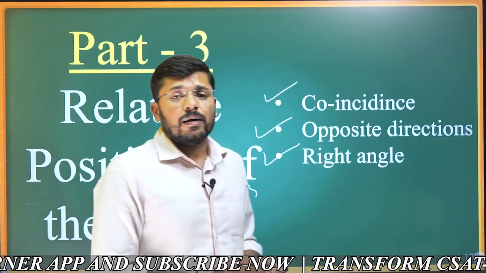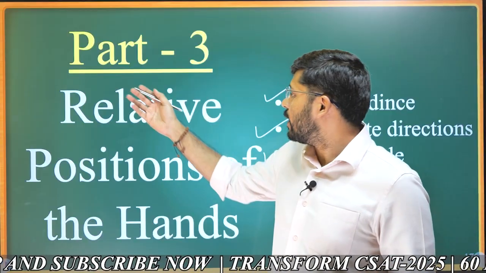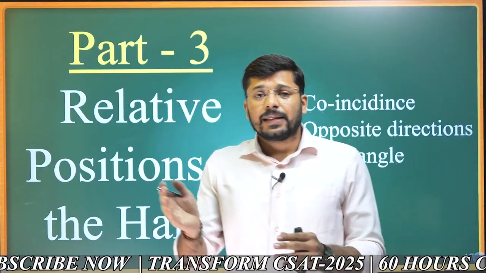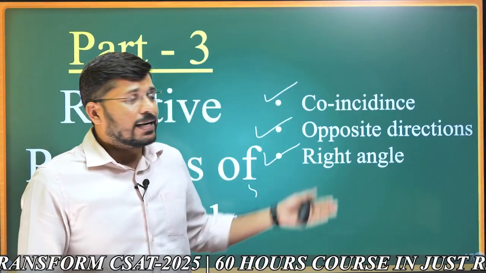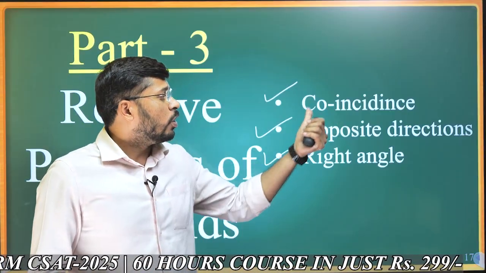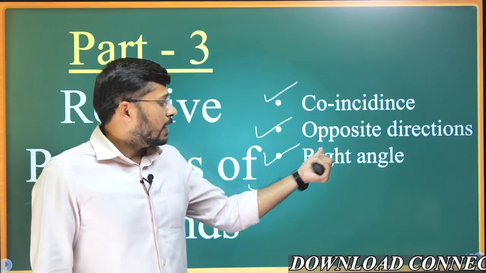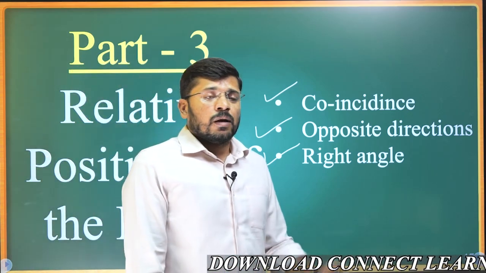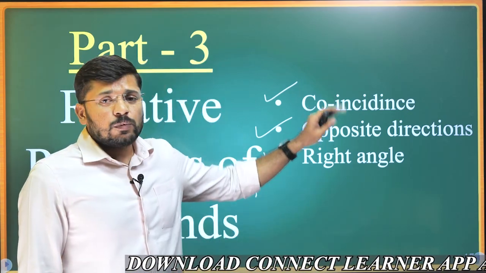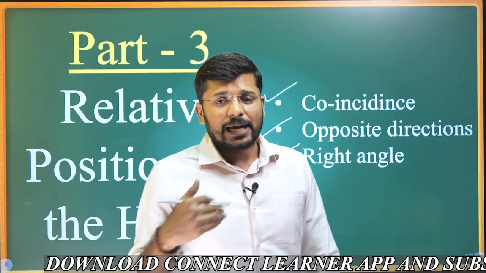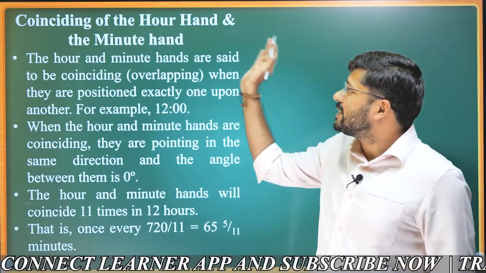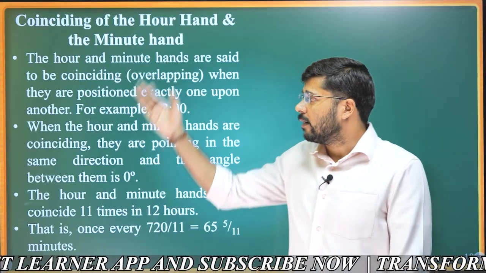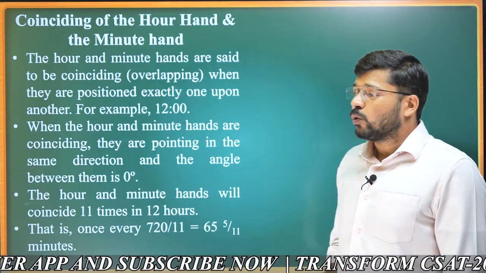These 3 concepts we will learn now. When the hour hand and the minute hand make 0 degrees, 180 degrees, or 90 degrees between them, they will coincide, or they will be in opposite directions, or they will be at right angle. Now, no need to take this down. You shall take notes when I explain the concept further. First, we will talk about coinciding of the hour hand and minute hand. Pause the video and make notes of it.